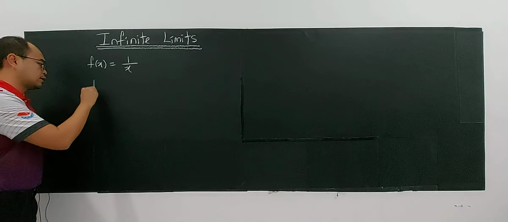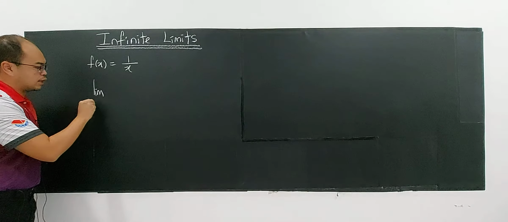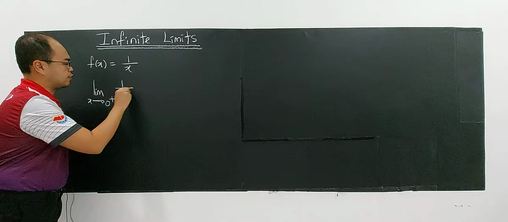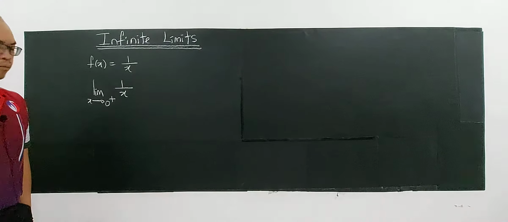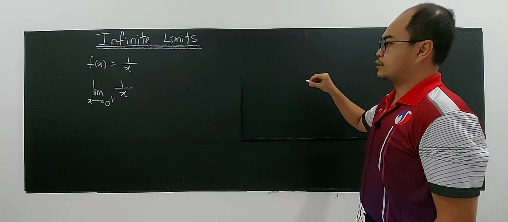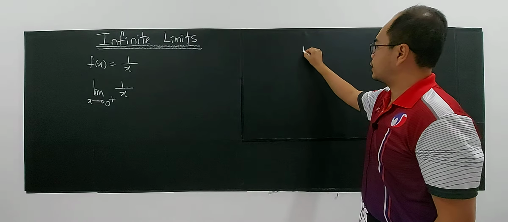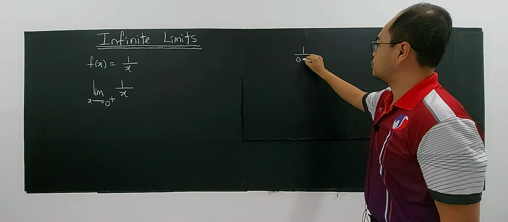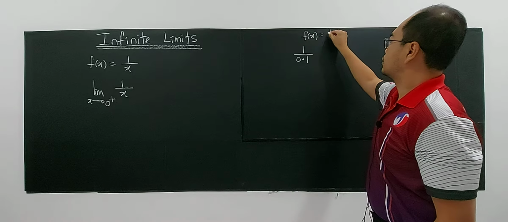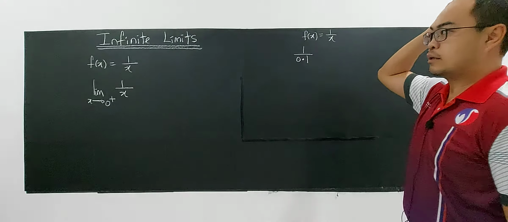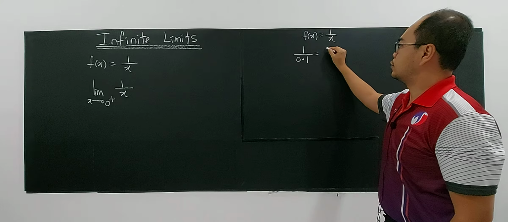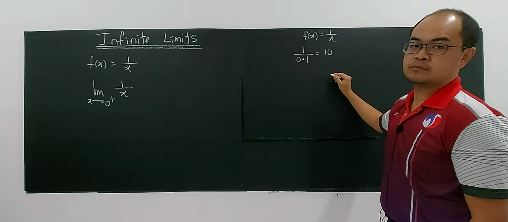You have to understand the one-sided limit from the previous video. So what happens when you have a number approaching 0 from the right? Let's say, for example, I'm taking a number divided by 0.1. This is the graph of f(x) equals 1 over x. So what if the number is 1 divided by 0.1? You get 10.